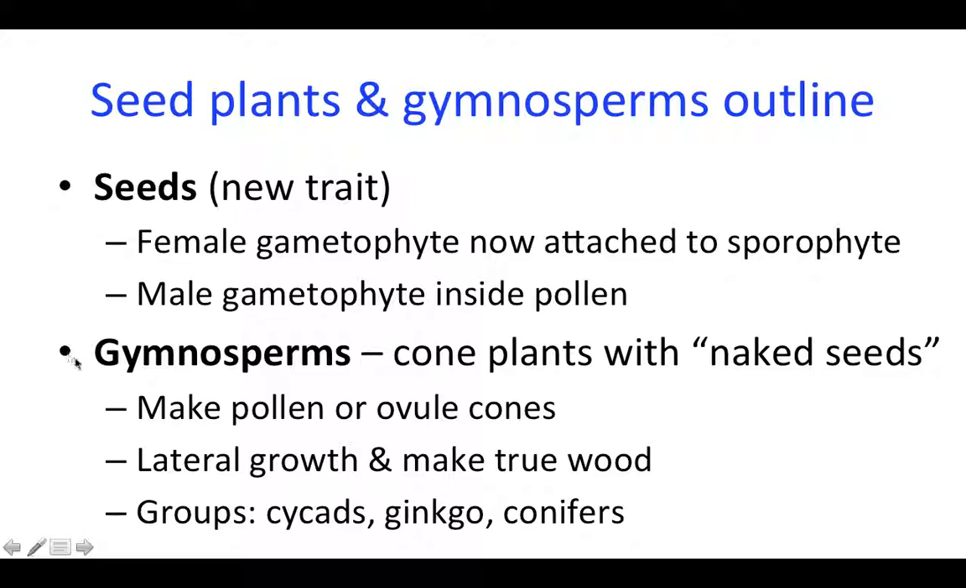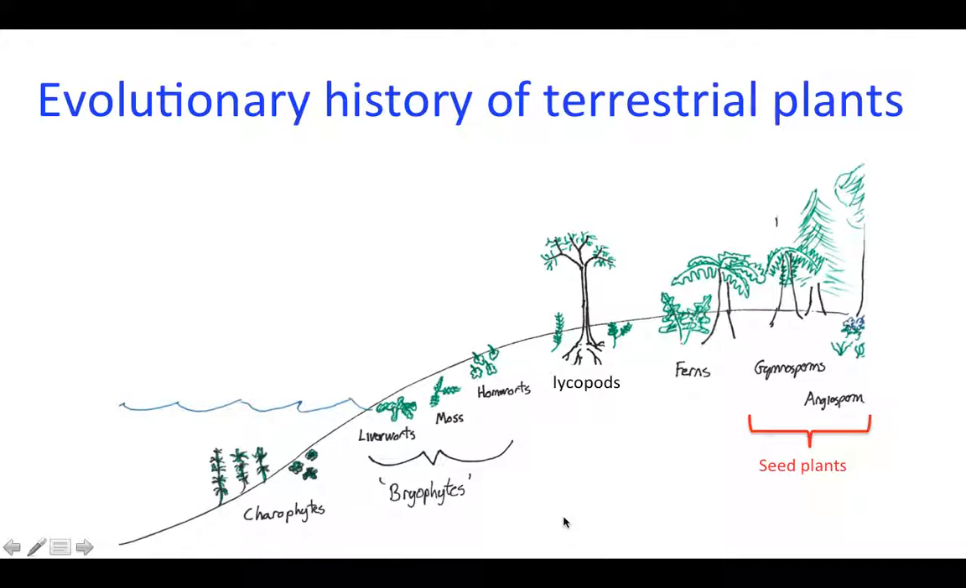After we talk about seeds generally, we'll talk about the Gymnosperms, which are cone plants, or plants with naked seeds. So gymnosperm literally means naked seed. And these are plants that make pollen cones and ovule cones. They have lateral growth and they do make true wood. There are a few different groups that we'll talk about. We will focus on the Cycads, Ginkgo, and the Conifers.